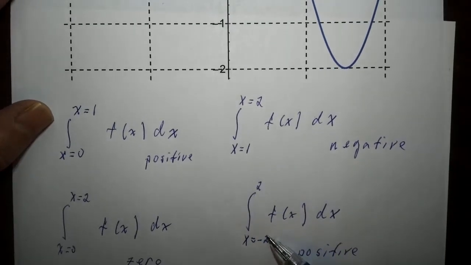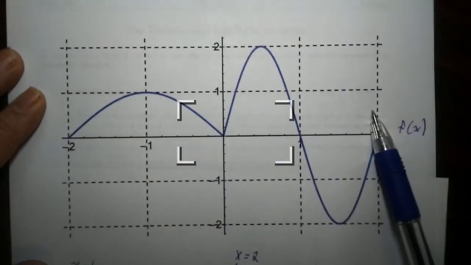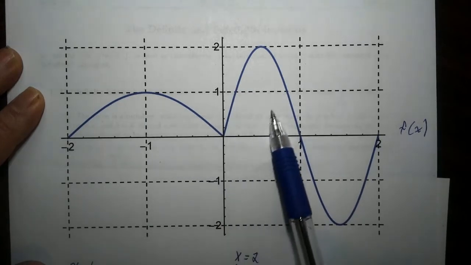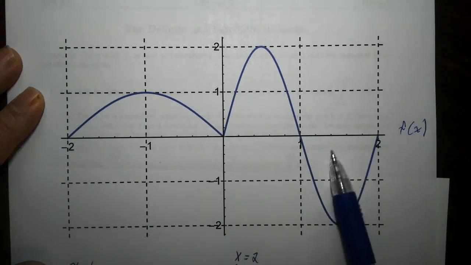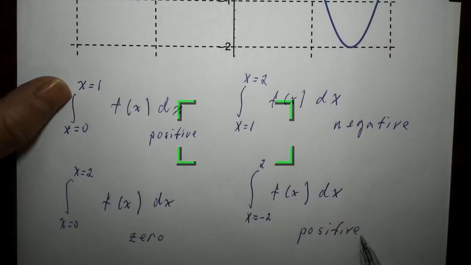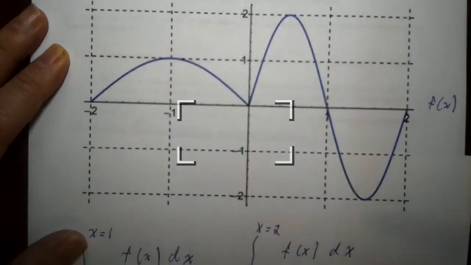Let's say we look at the integral from minus 2 to 2. We've got some positive signed area, yet that cancels with this negative signed area. So this is actually a positive number. In fact, it's no different than just that positive signed area right there.